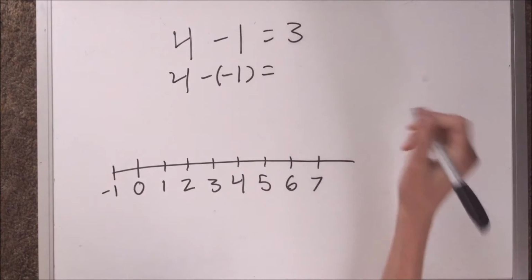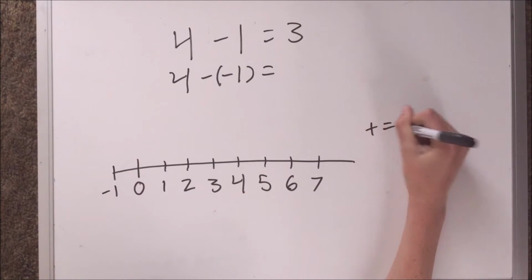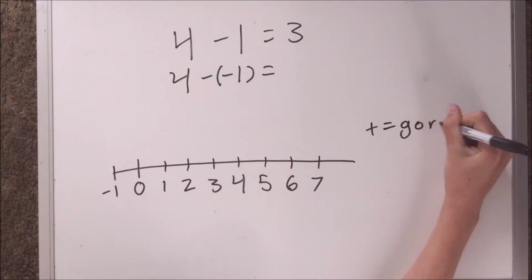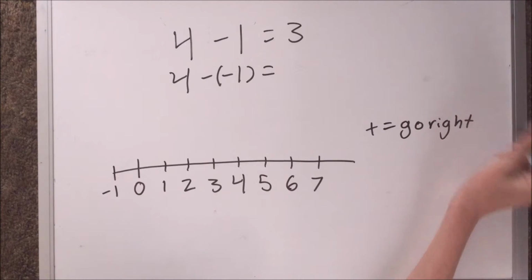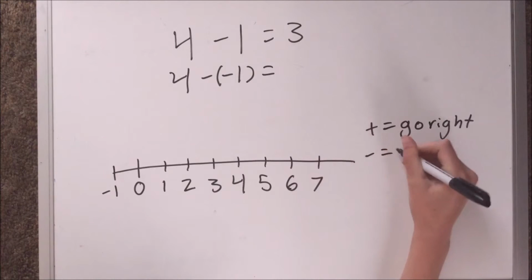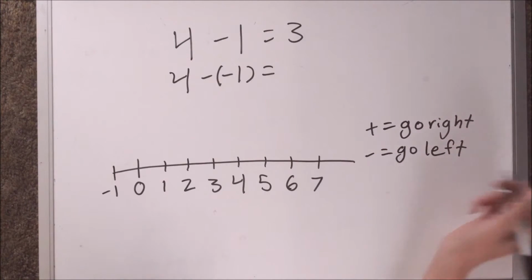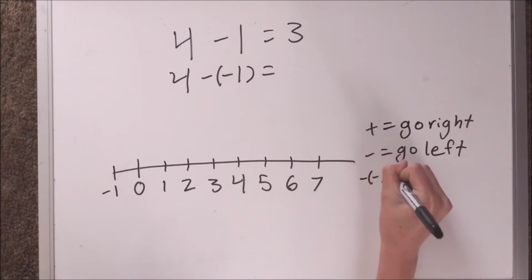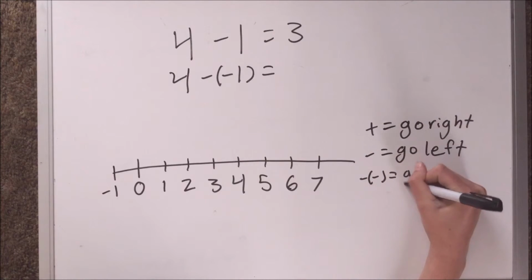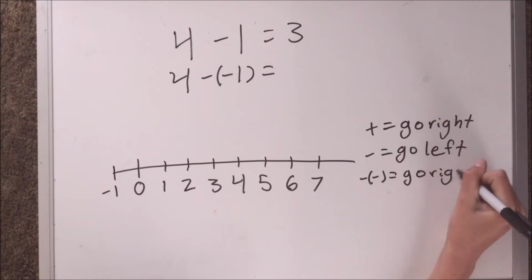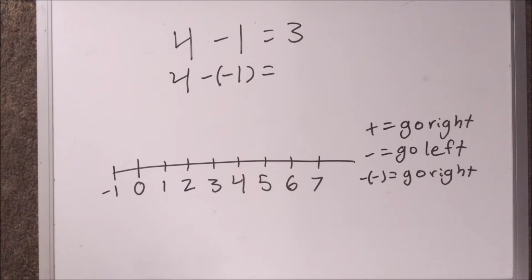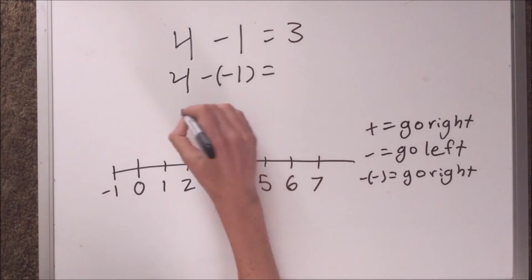When there's an addition sign, you need to go right. When there's a subtraction sign, you go left. But when you subtract a negative, you also go right, because it's reversing the operation. Let me show you that on a problem that's easier to understand.